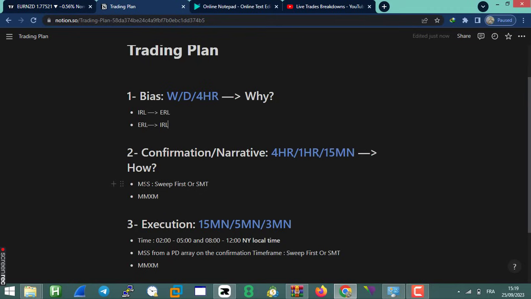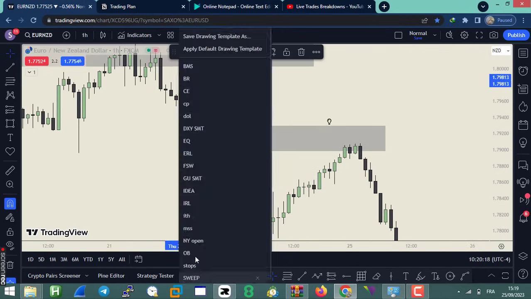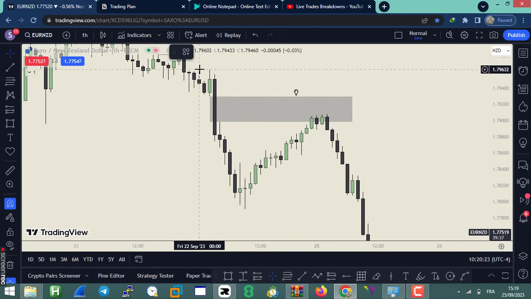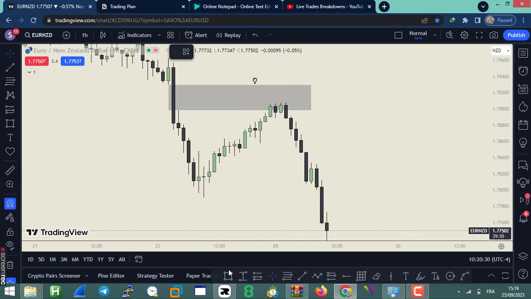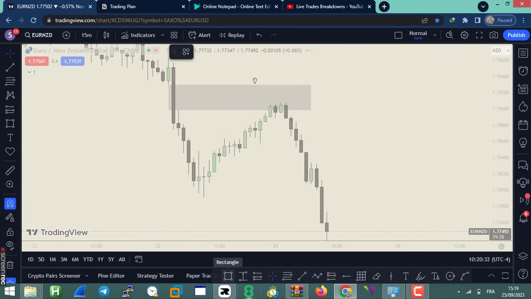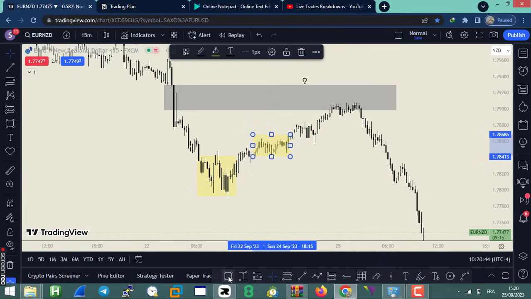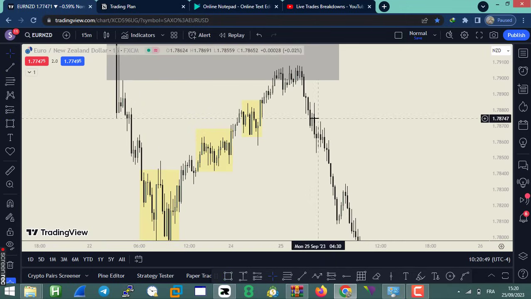We need to see a market structure shift. We need to see a sweep before that market structure shift, or an SMT divergence, and of course a market maker sell model. We have a sweep here and then displacement to the downside. All right, we also have a sweep here. And the market maker sell model, we can see it clearly on the 15-minute. So if you go to the 15-minute, you can see that this is the original consolidation. This is an accumulation and another accumulation here. And then here we have a smart money reversal.